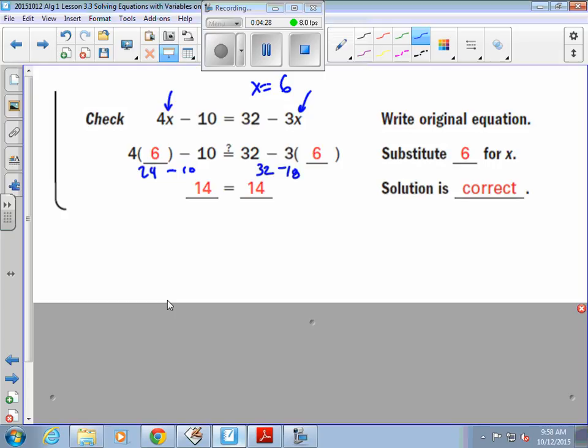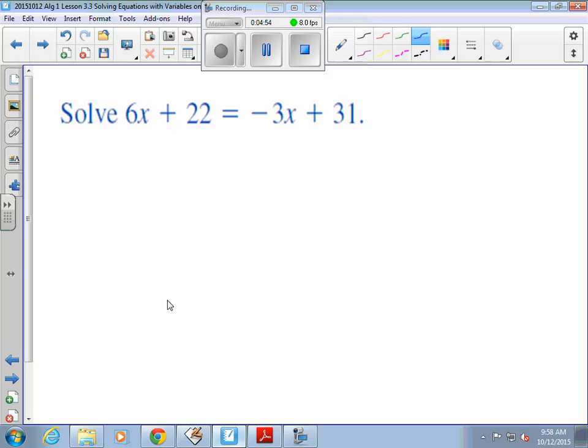Most of the time, checking is something you want to do mentally. You don't have to write this checking part out, but you always want to plug it in and see if it works, just to make sure you didn't make a mistake. And more often than not, when you do make mistakes, it's not because you didn't know how to do it. It's because you forgot something had a negative in front of it, or when you multiply negative times a negative, you put a negative instead of a positive. You did something simple like that. You knew how to do it, but you made a very small mistake.